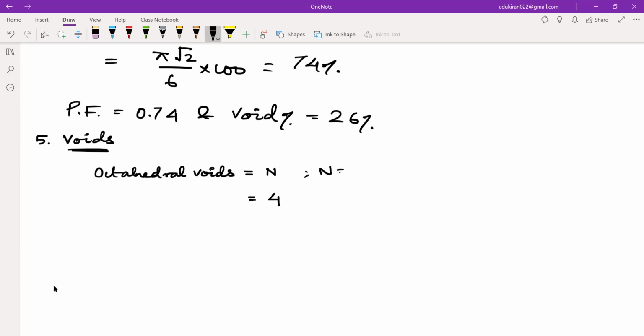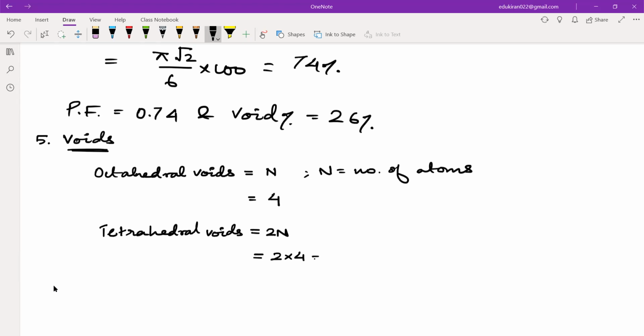So n is equal to the number of atoms. You're not studying the whole pattern right now, we are studying just the unit cell. So inside the unit cell, there will be 4 octahedral voids. Tetrahedral voids is equal to 2n, and this will be equal to 2 into 4, which is equal to 8. So there are 8 tetrahedral voids. Please write this down. Let me know if you are done.